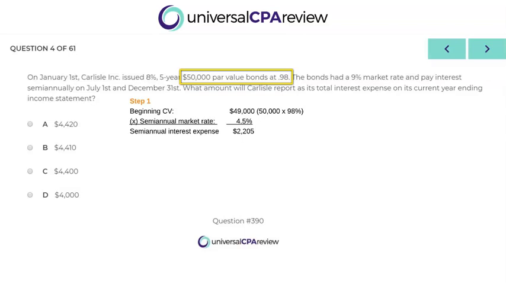So therefore, it's going to be issued at a discount. Another way to confirm that is that the market rate is greater than the stated rate. And we remember that if the market rate is greater than the stated rate, it is always going to result in a discount.